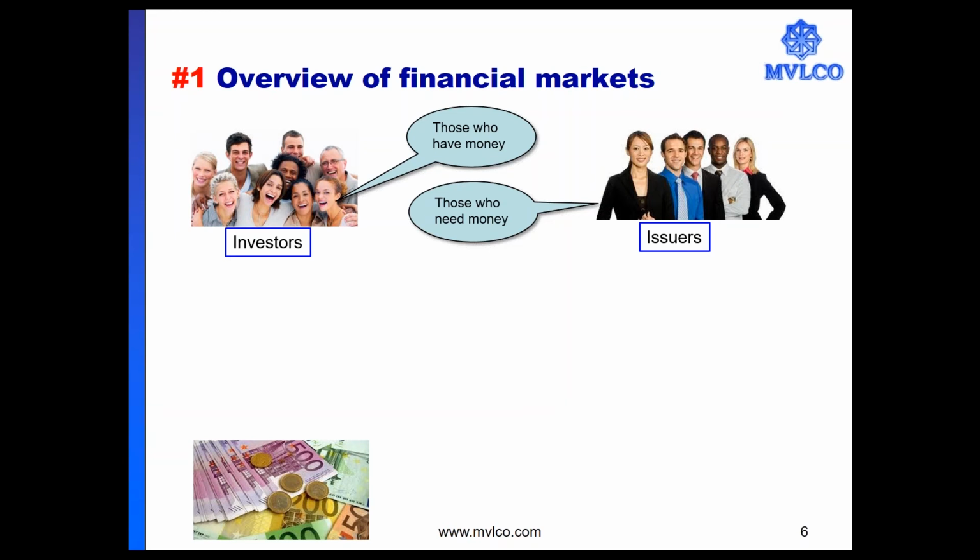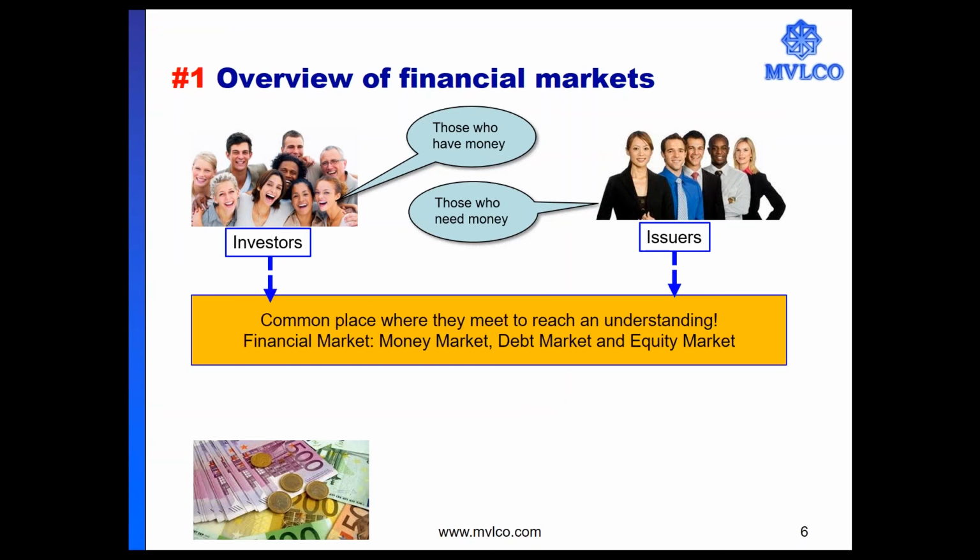And then an investor may not know the issuer, or an issuer may not know the investor personally. And in this situation, we need to provide them with a platform where both the parties, those who have money and those who need money, come together. And this platform is called the financial market. Financial market is the common place where the investors will reach an understanding with the issuers. For example, Jack wants to start business. To start the business, he is going to need money. He would now approach the market, the financial market, and try to raise the money.